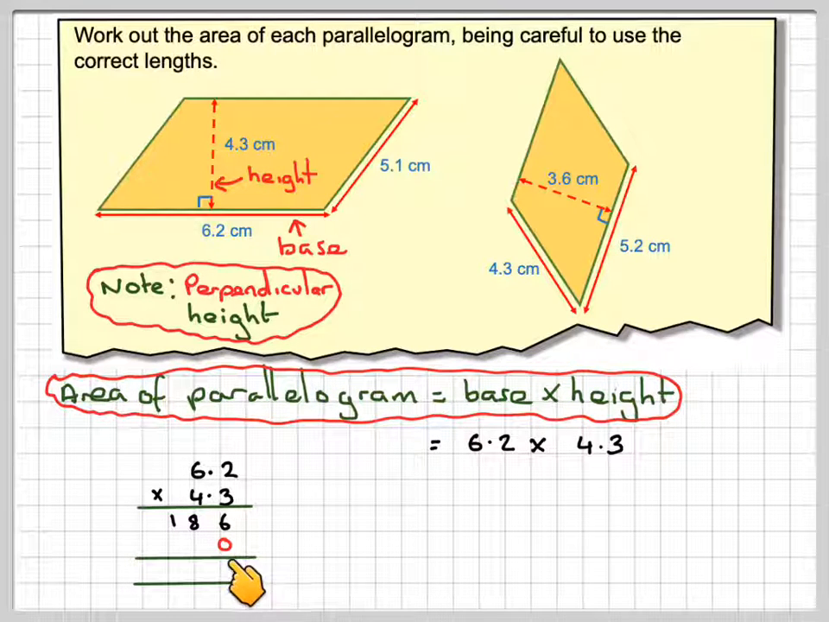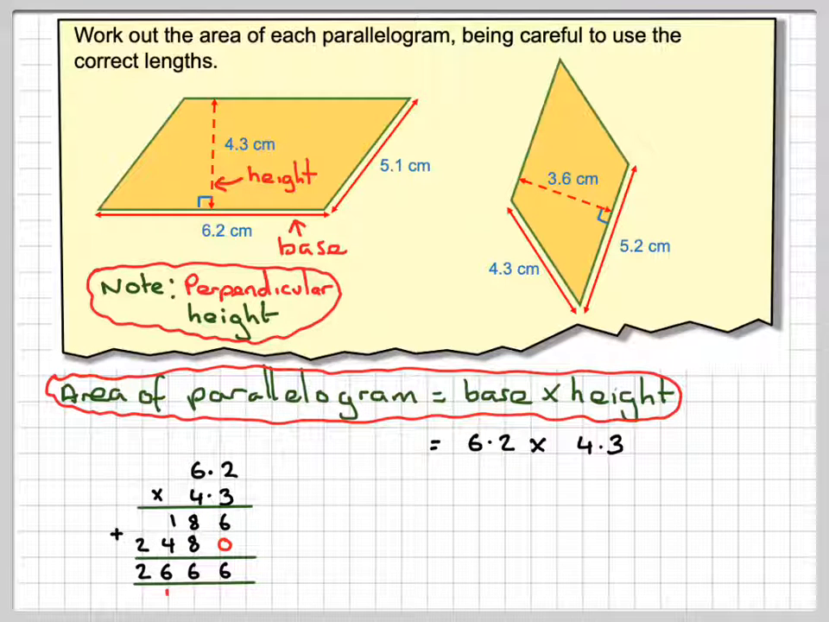we need to put down a 0 first, and then 4 times 2, which is 8, and then 4 times 6, which is 24. If we then add those together, 6 plus 0 gives me 6, 8 plus 8 gives me 6, carry the 1, 1 plus 4 plus 1 makes 6, and then we've got 2.